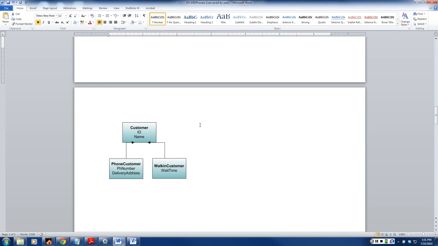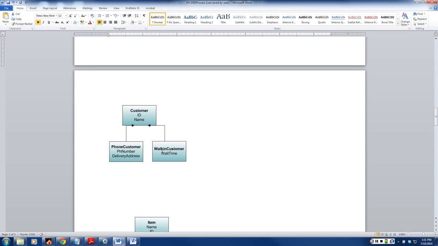Okay, we can see that there are two kinds of customers very clearly because some would just walk in and some would just call from home and they would like the products to be delivered to their location. So again, we need at least one attribute which is different from this so that we can create subtyping. So for walk-in customers, wait time is an important information, how long they have to wait after they place their order so that the product can be delivered to them. Similarly, delivery address or phone number is important.